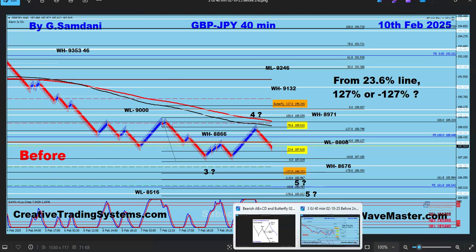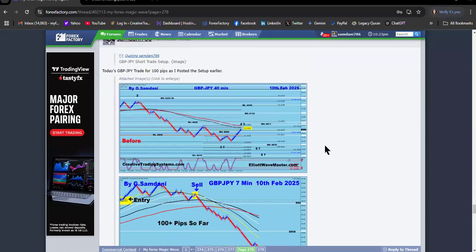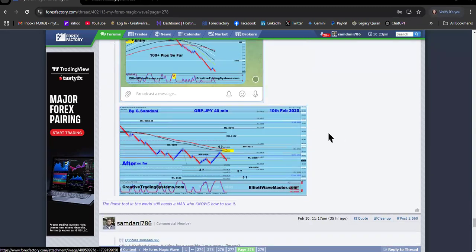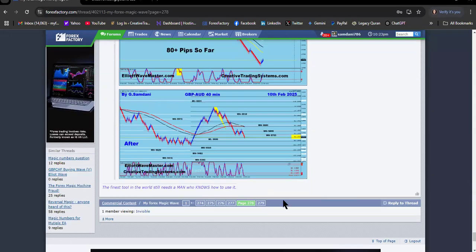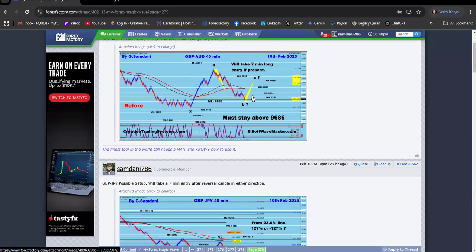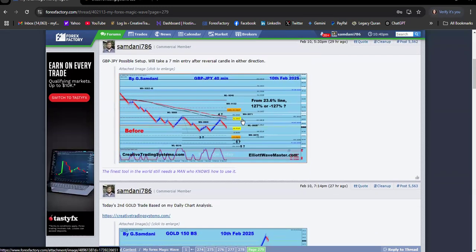This chart I also posted. Let me show you. This is the same chart I posted here, and then it came down, so I posted that. Let me show you there. I posted a lot of charts. You see, like this one, a setup that's going to go up, and it did. And I'll show you the chart. Now, see this one here?